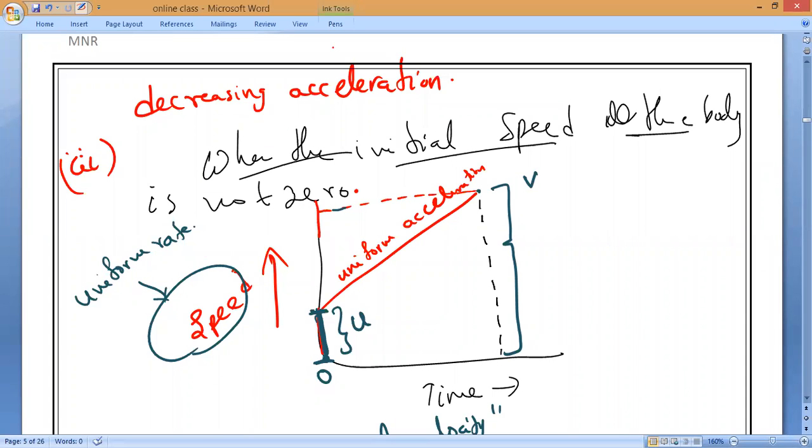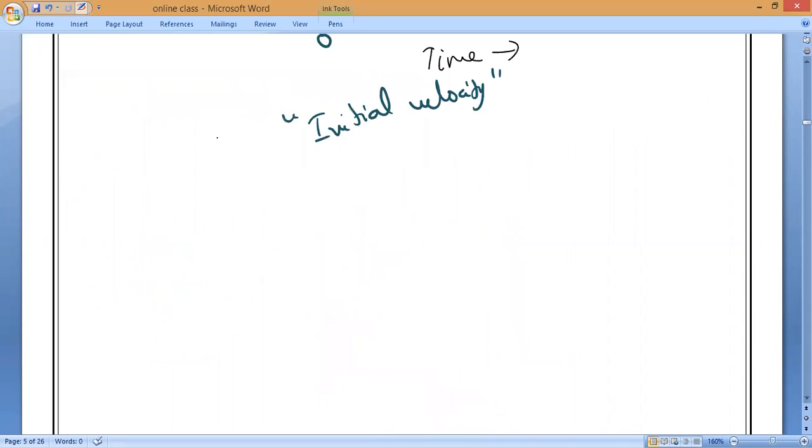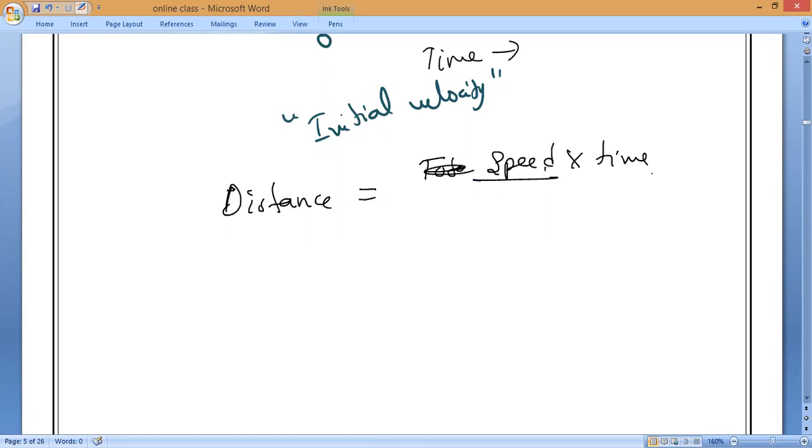Now, as we know, you can easily find the final speed and so on. So now I want to find the distance. What is the distance travelled formula? Anybody? Distance is equal to what? Distance is equal to speed into time. Yes or no, guys? This is the distance formula.